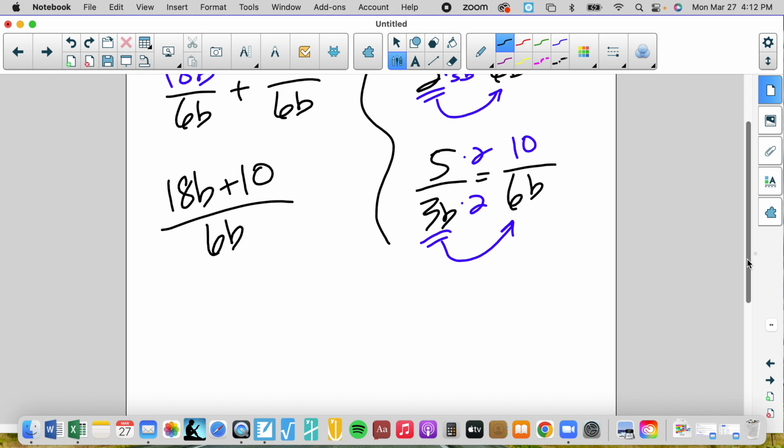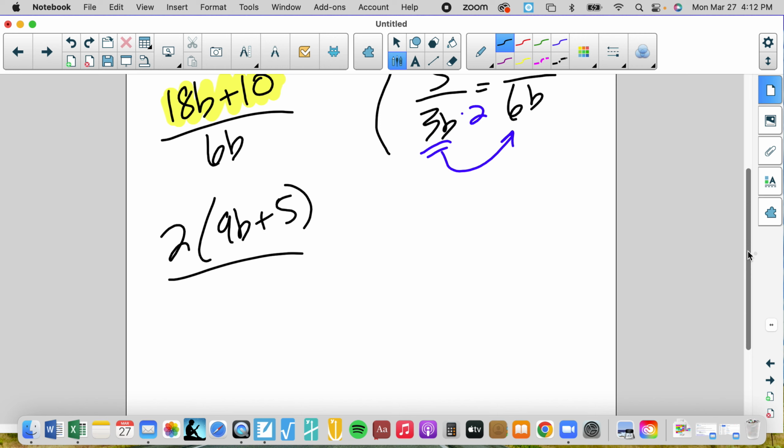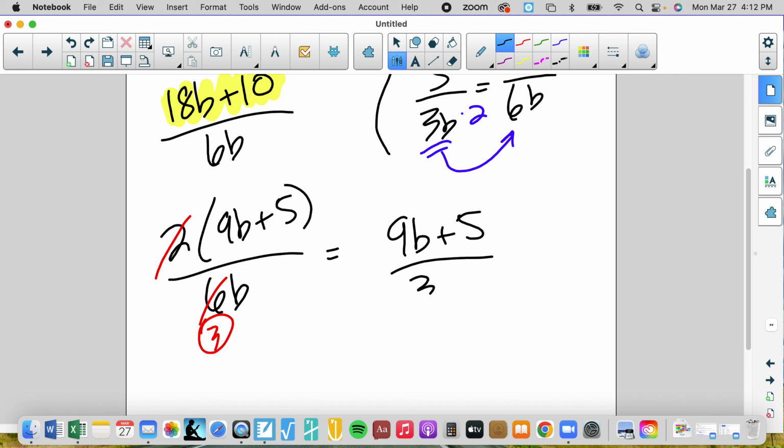Now, you always have to check your numerator. Can I factor anything out of those two? Yes, you can. You can factor a 2. So it's 2 times 9b plus 5. You're pulling a 2 from each of those. And now we can cancel the 2 and the 6, which makes 3. So my answer is going to be 9b plus 5 over 3b.